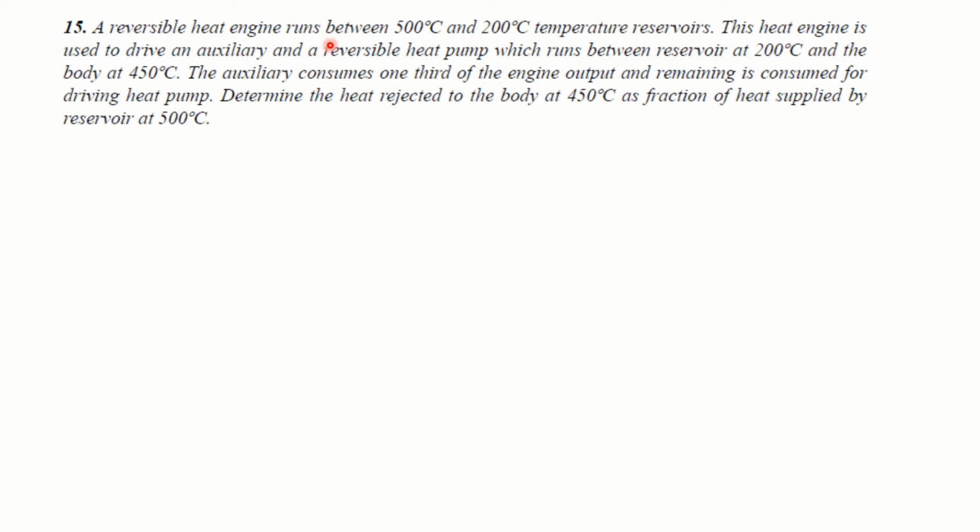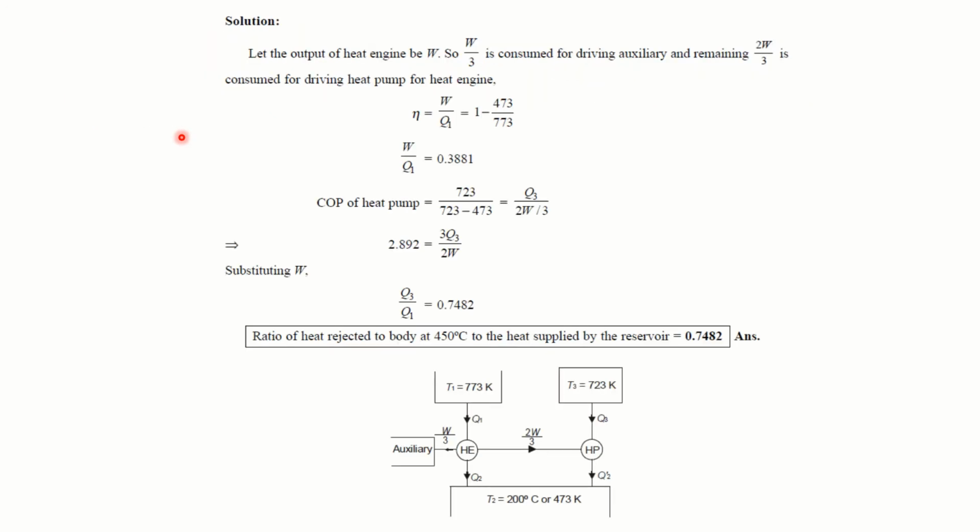A reversible heat engine runs between 500 degrees Celsius and 200 degrees Celsius temperature reservoirs. This heat engine is used to drive an auxiliary and a reversible heat pump which runs between reservoir at 200 degrees Celsius and body at 450 degrees Celsius. The auxiliary consumes one-third of the engine output and remaining is consumed for driving heat pump. Determine the heat rejected to the body at 450 degrees Celsius as fraction of heat supplied to the reservoir at 500 degrees Celsius.